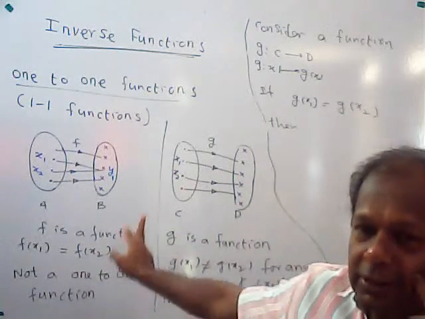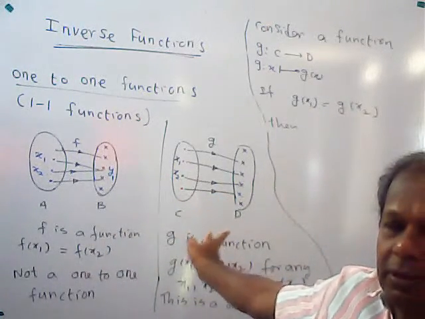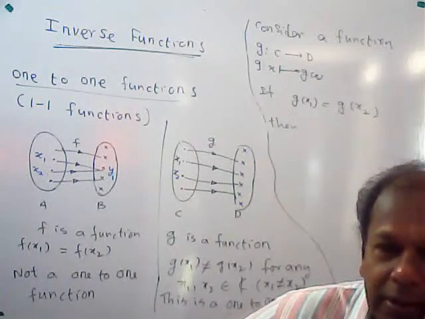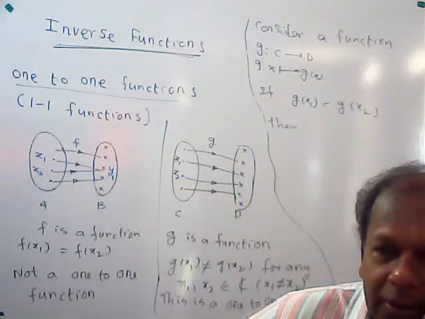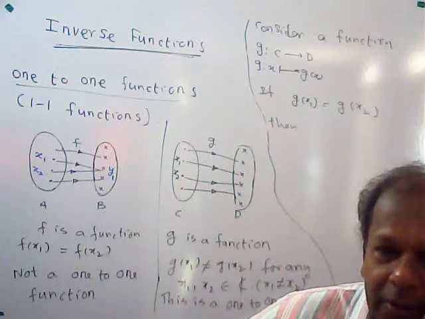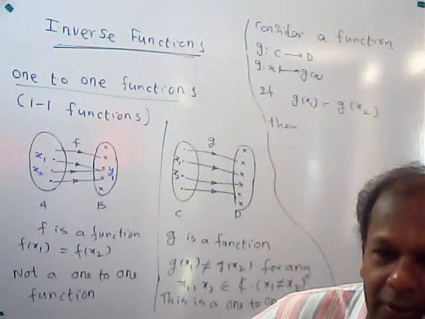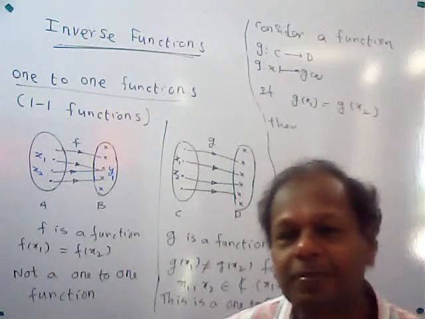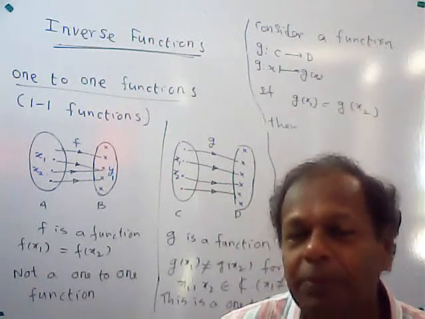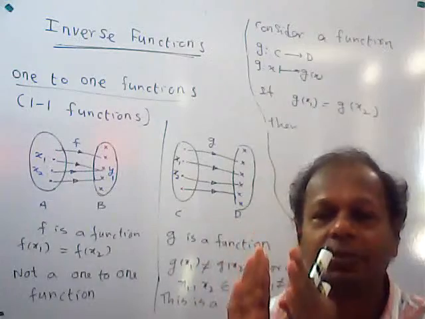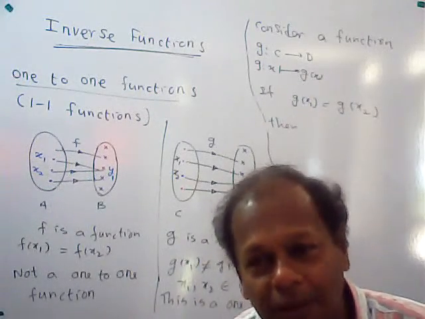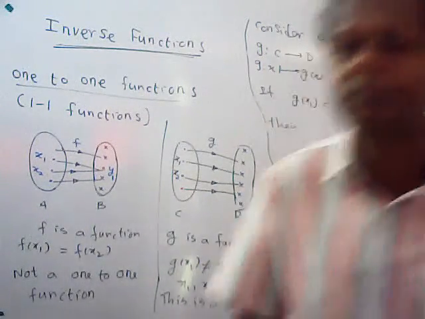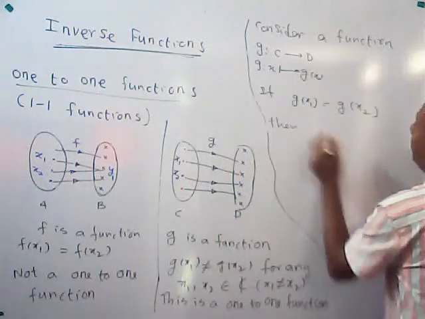In function g, if you get g(x1) equals g(x2), then necessarily x1 equals x2. No two distinct elements map to the same place. If g(x1) equals g(x2), then x1 should be equal to x2. Got that? Then x1 should be equal to x2.